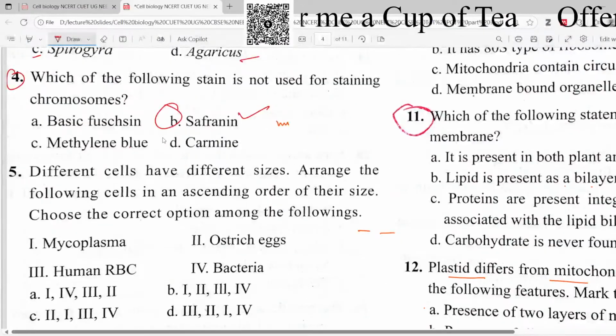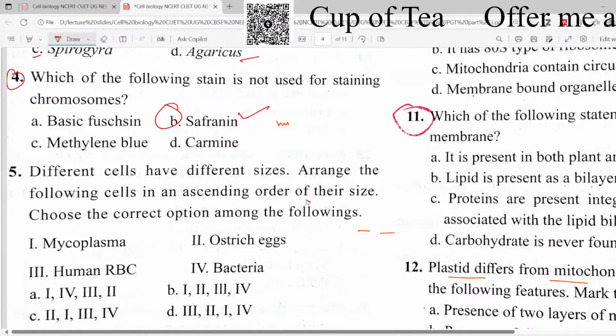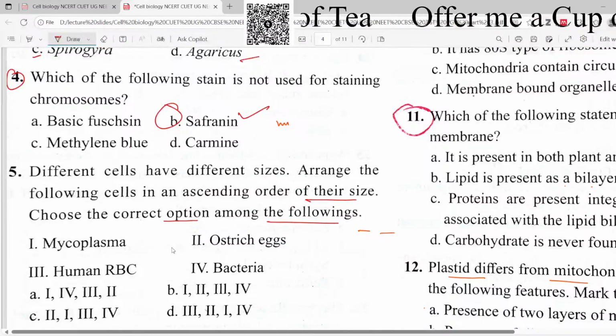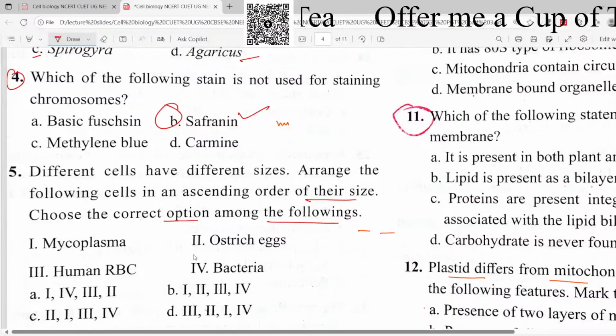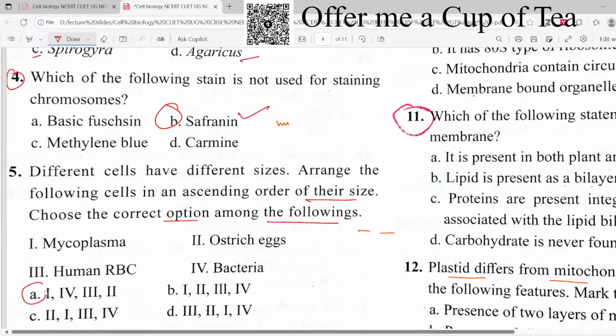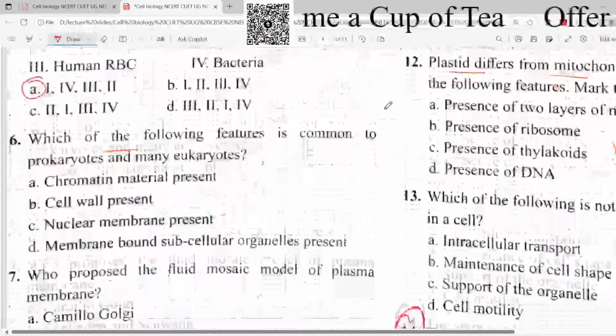Next, different cells have different sizes. Arrange the following cells in ascending order of their size. Choose the correct option among the following. So the correct answer is option A.